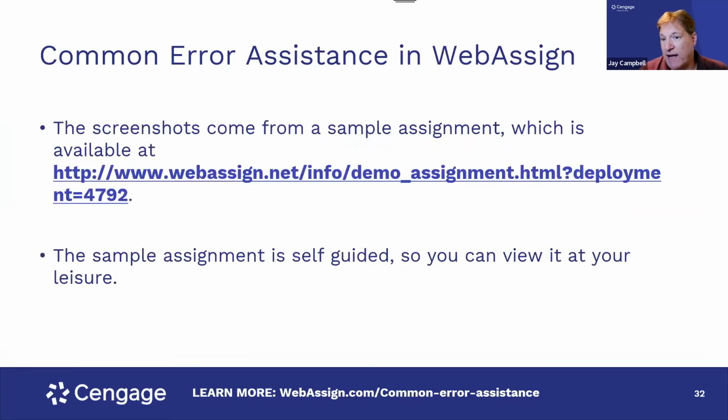As I mentioned, those screenshots came from a sample assignment that we have. The web address for that is listed here. You'll be getting all of this afterwards, so you'll be able to check all these things out on your own. The sample assignment is self-guided. There are, I think, 9 questions in there, and you can literally copy and paste out of the text box above each question. Those are the things that will trigger the different wrong answers and all that feedback.